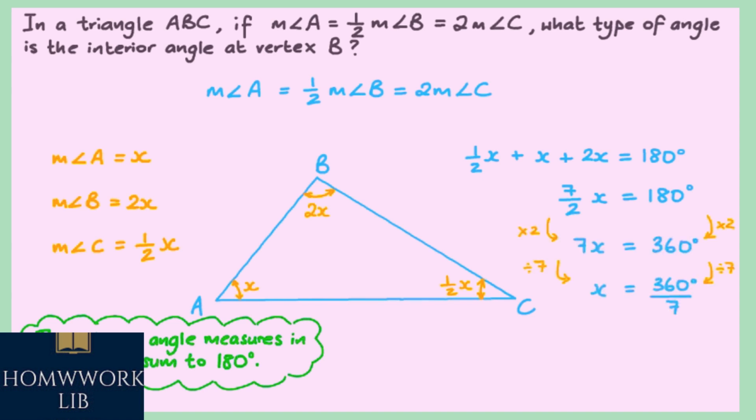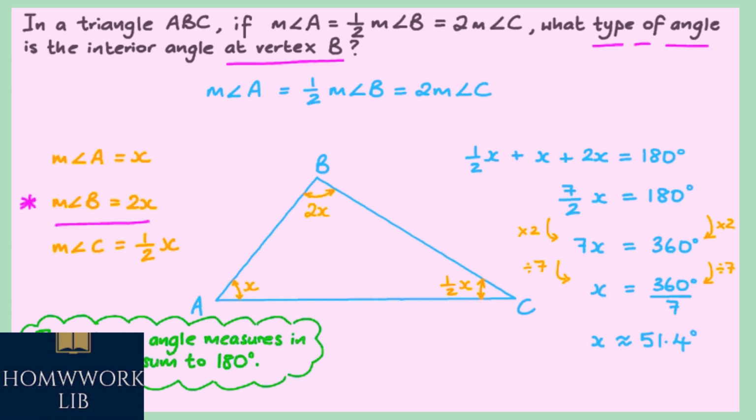We can then multiply each side by 2 and divide by 7, either in one step or 2 steps, to find that x equals 360 degrees divided by 7. We can keep this as a fraction, but sometimes it helps us to get an understanding of the size of the value if we see it as a decimal. And 360 degrees over 7 is approximately 51.4 degrees to 1 decimal place.